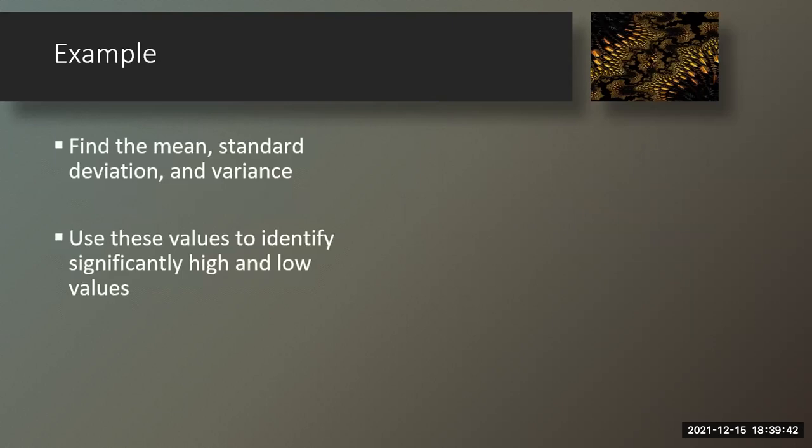We're going to use that same distribution and find the mean, the standard deviation, and the variance. And then we're going to use those values to identify significantly high and low x values. All right, now this is where I need to stop sharing here and jump on over to my calculator and share that screen. So here we go.